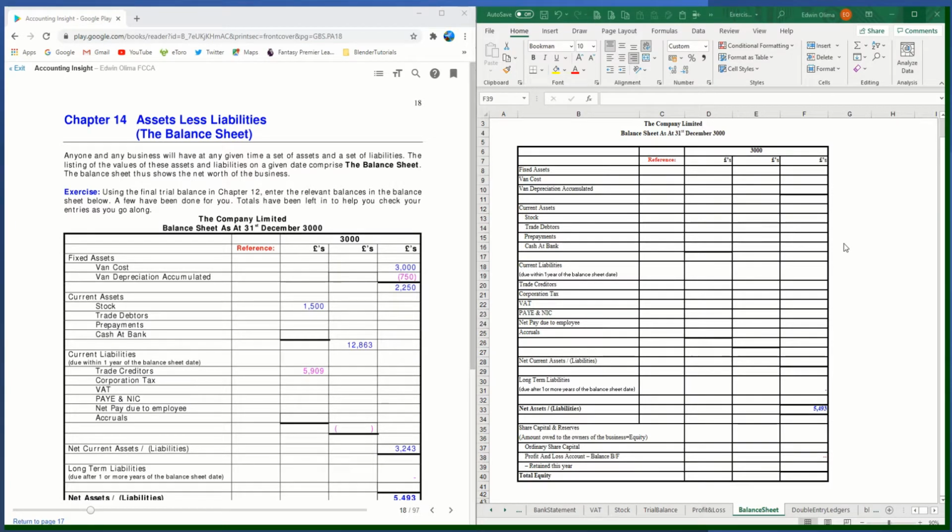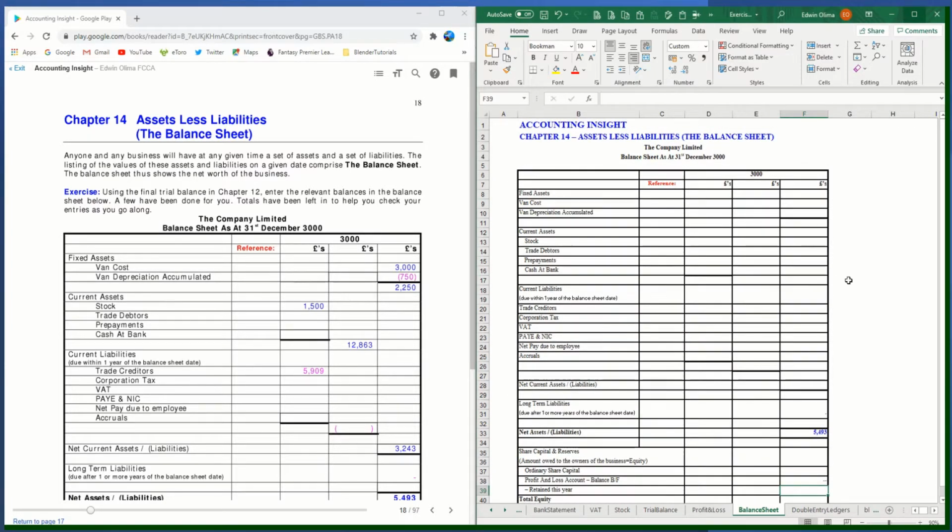In this chapter, we are going to look at the balance sheet. The balance sheet is essentially a listing of the assets less the liabilities of the business. We're going to produce the balance sheet for our sample company limited from the trial balance that we produced in chapter 12, the extended trial balance.